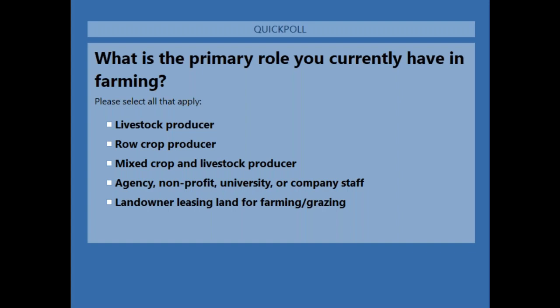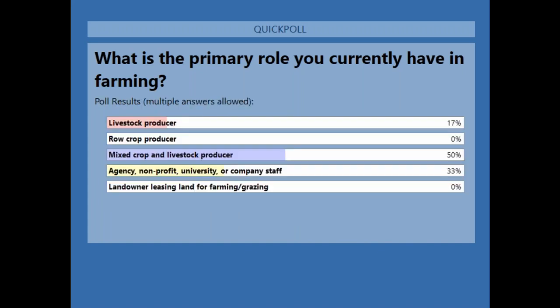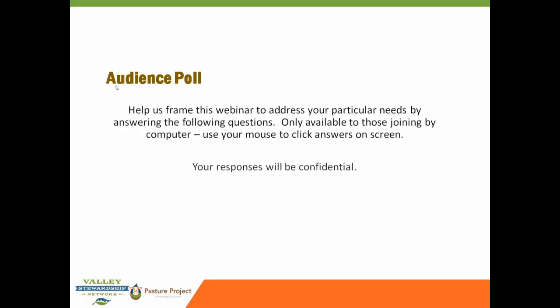So what is the primary role you currently have in farming? All right, so it looks like about half mixed crop and livestock producer and some agency folks. Interesting, no row croppers or land leasing folks.